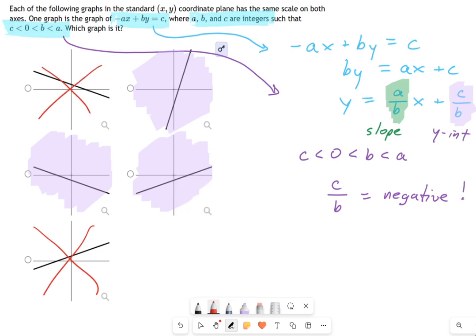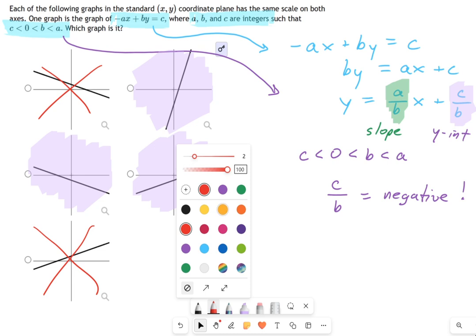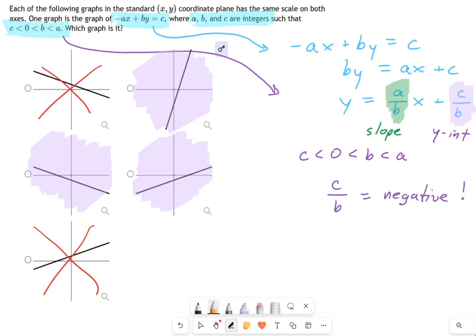Next, let's use some information about the slope. If you look at the a and b values, a and b is positive because both of them are greater than 0. And not only that, a over b is such that a is big and b is small.